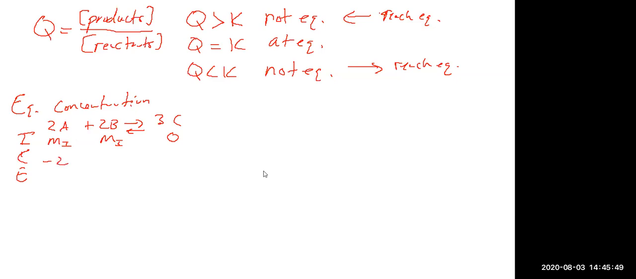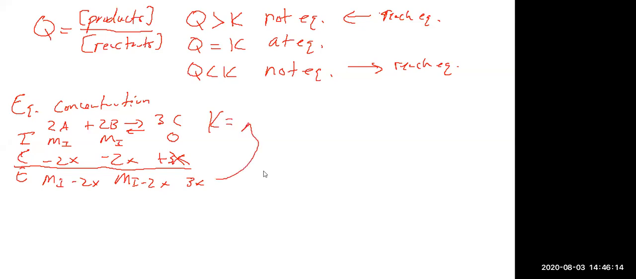Again, minus 2x, plus 3x, and again at equilibrium, initial minus 2x, initial minus 2x, my made up one, and 3x. The goal here is to solve for x. Again, a reminder that there's a few different ways we talked about you could solve for x. You may have something that's a perfect square. This obviously goes into the equilibrium expression, and you solve for x.